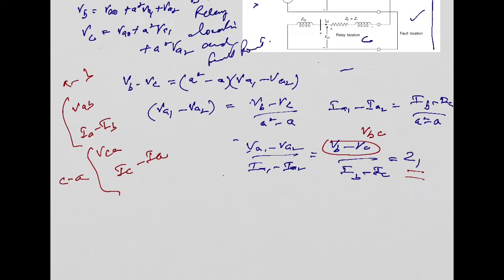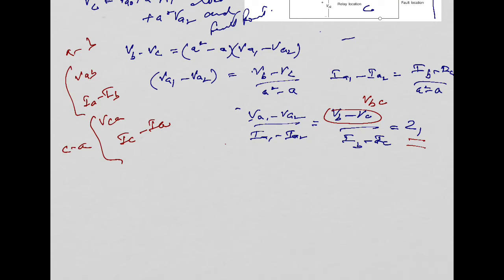So the distance measuring units which cater for the faults AB, BC and CA are known as the phase fault units. Now we have done the phase fault units.